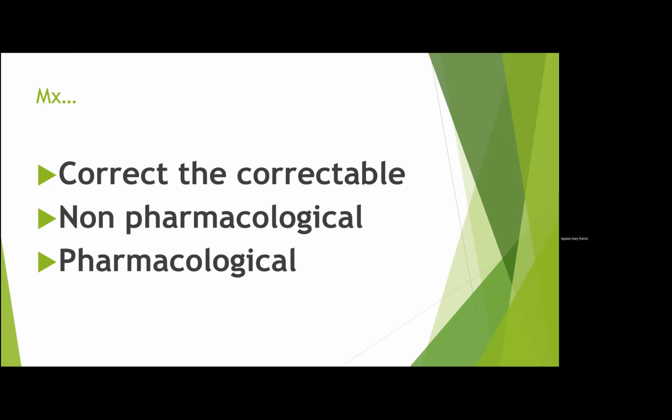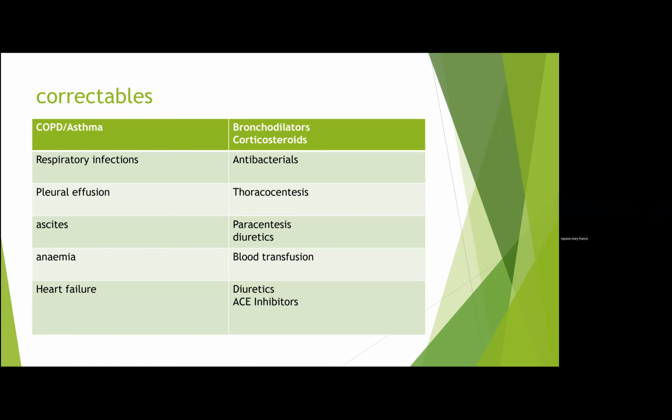So what are the correctable things? Sometimes a patient has breathlessness due to a respiratory infection, and when you give an antibacterial, the infection will be controlled and the breathlessness will reduce. If the patient has a pleural effusion and you say nothing can be done, is that right? No, it's wrong. You can do a pleural tapping if it relieves the symptom. If the patient has ascites and you say nothing can be done because he has advanced disease, is that right? No. You can do a paracentesis. That will relieve his breathlessness.